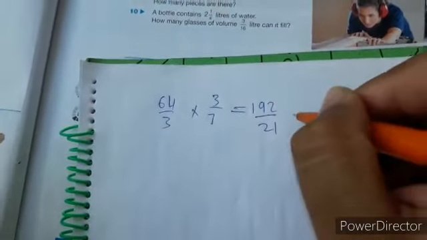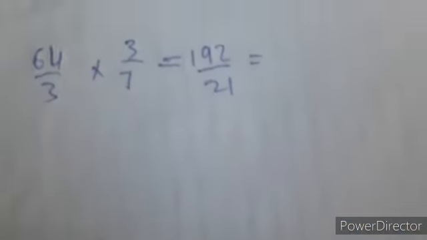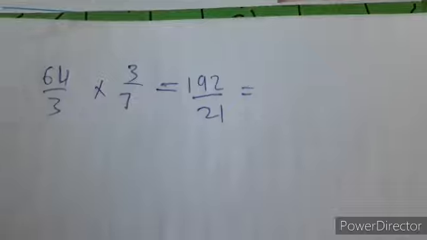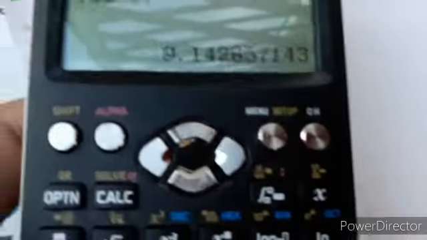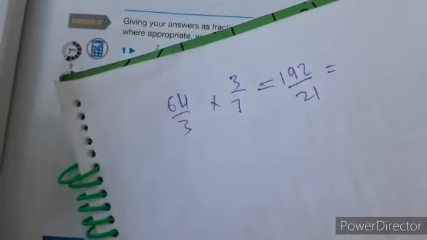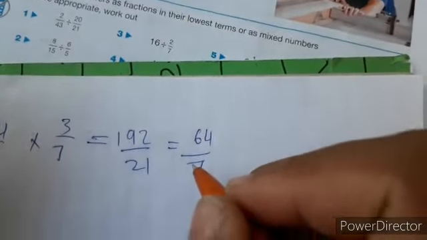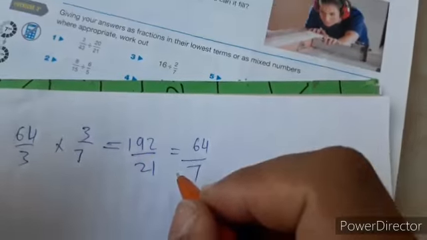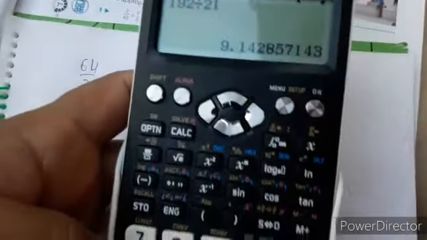Over 21. We can further simplify this, which will be 192 divided by 21. We get the answer in decimal places, and we can convert it into an improper fraction, 64 over 7, if we simplify it. And in the next video we upload, we'll teach you how to convert these decimal places into a whole number.